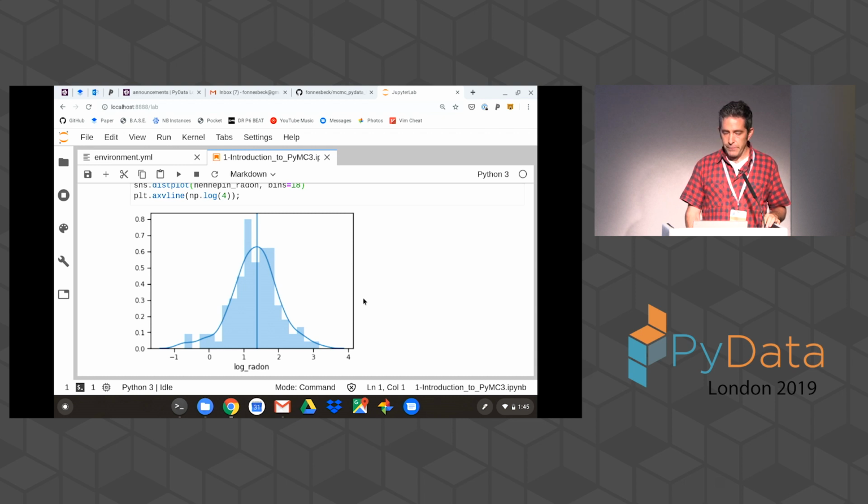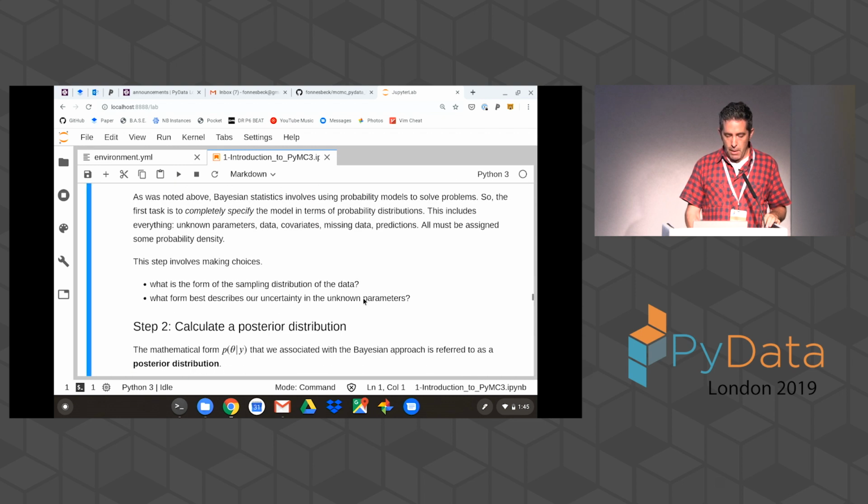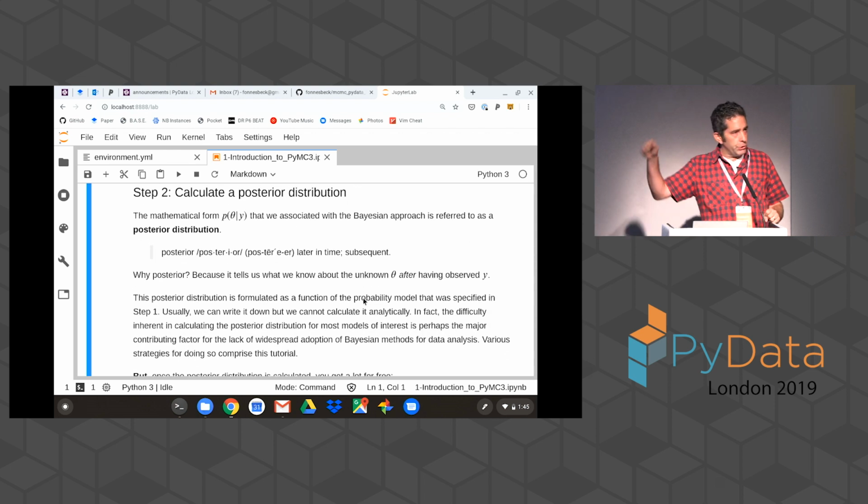That's the data, that's the information. And then what form best describes our uncertainty in the unknown parameters? In this case, the mean, the standard deviation, things like that. Those are the two most important things. Then once you do all that, you turn the Bayes crank. You take priors and likelihoods, and you turn them into posteriors.